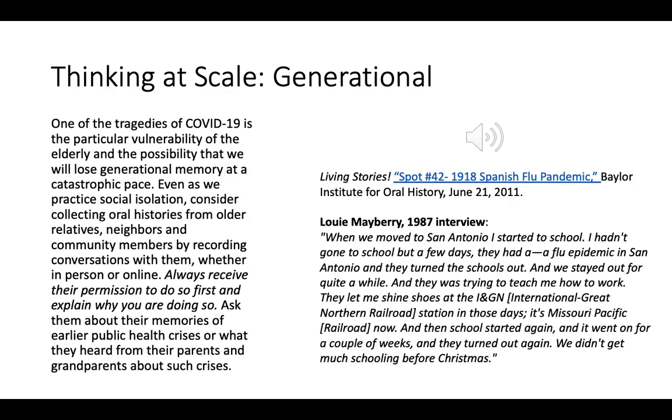As we consider how COVID-19 is unfolding, we have to take into account that different people will be affected differently by this disease. One of the tragedies of COVID-19 is the particular vulnerability of the elderly. This is a tragedy not just from a human point of view, but because we're faced with the possibility that we will lose generational memory at a catastrophic pace. Therefore, even as we practice social isolation, consider collecting oral histories from older relatives, neighbors, and community members that you may be in touch with by recording conversations with them.